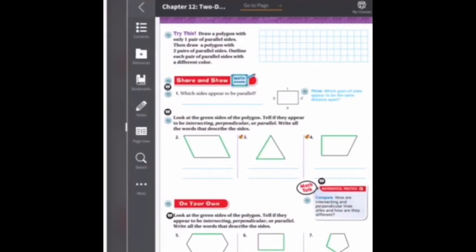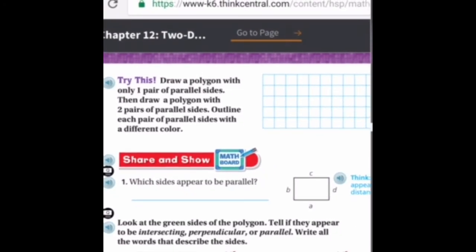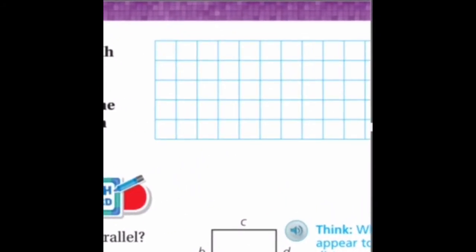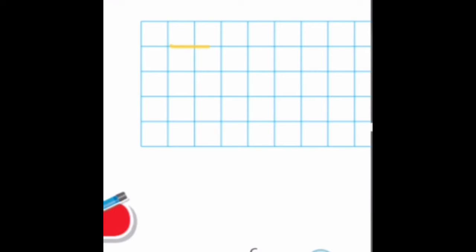All right, let's look at our next page where it says, try this. Draw a polygon with only one pair of parallel sides. So to draw a polygon with only one pair, that means one pair cannot be parallel, and that's called a trapezoid. So if we can draw one line that's short, and then a parallel line that's a little longer, and then just connect the other sides. So the yellow sides are parallel, and then the blue sides are not parallel. So we have one pair of parallel sides.